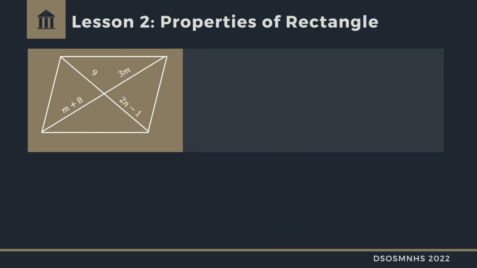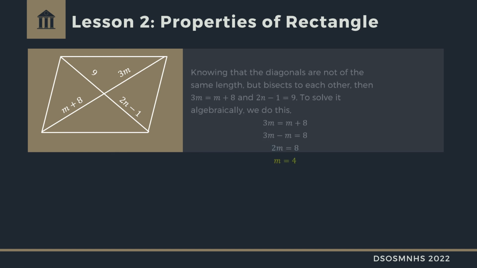Okay, we will solve for the value of M and N. Going back to the properties of parallelograms, when the diagonals cross each other, they bisect each other, not the angles. So the counterpart of the segment 9 is the segment 2n minus 1, and the counterpart of 3m is m plus 8. Therefore, their segments are equal.